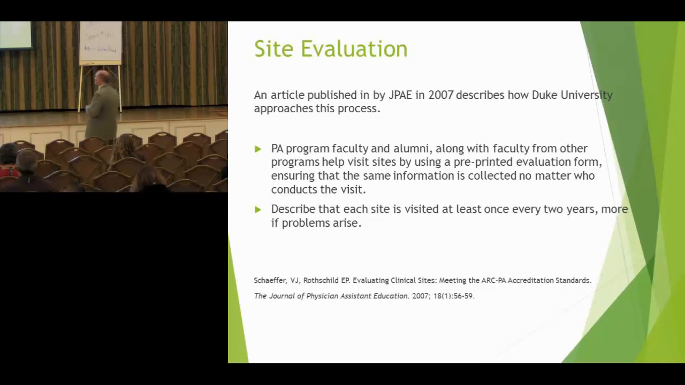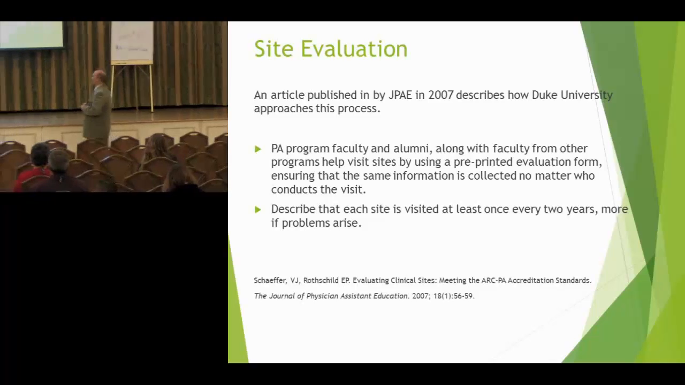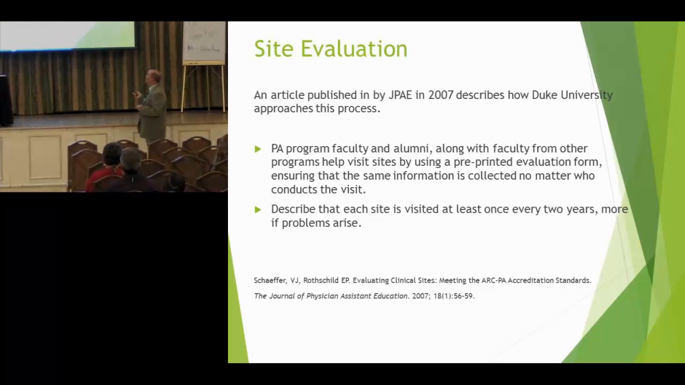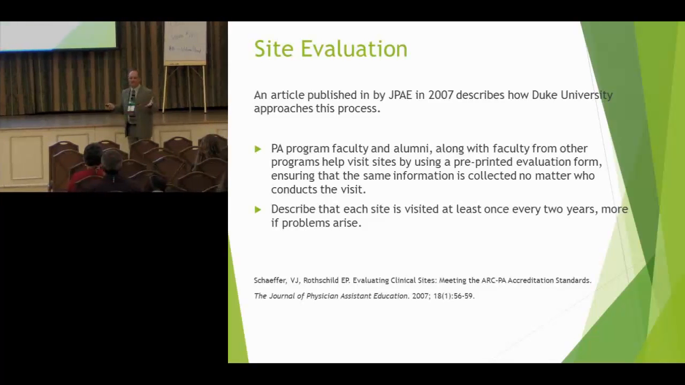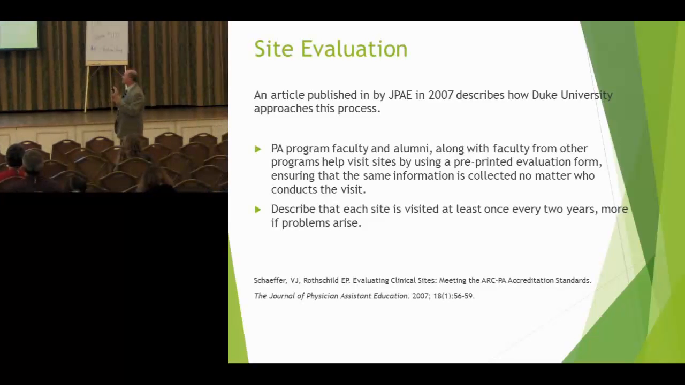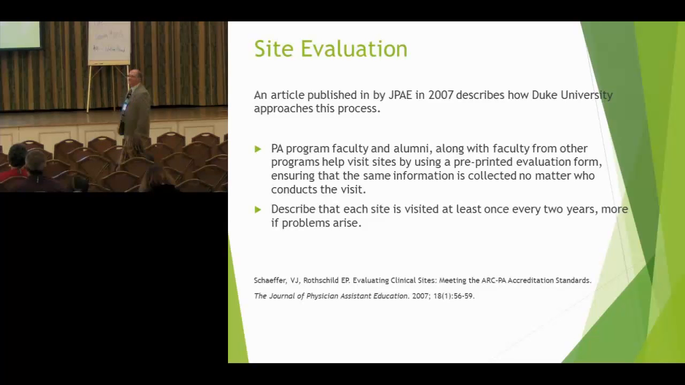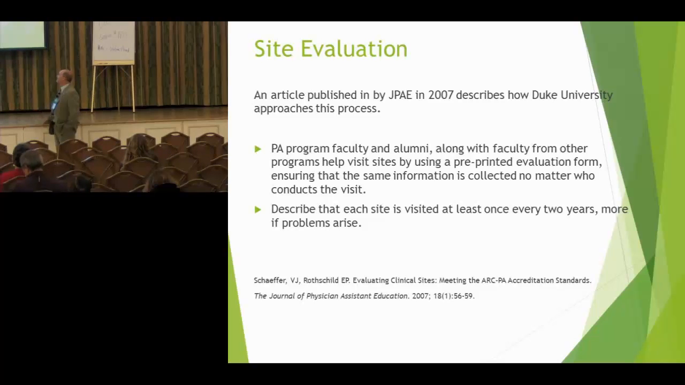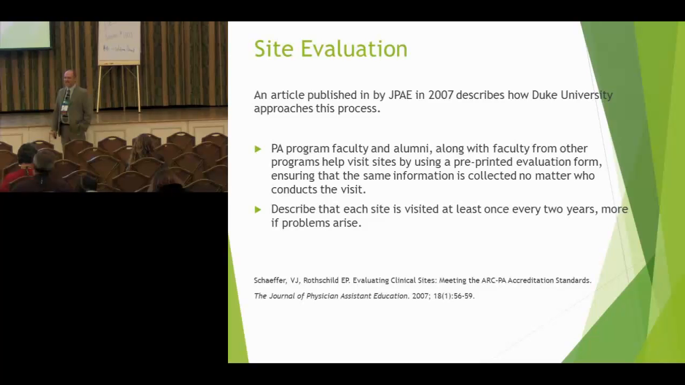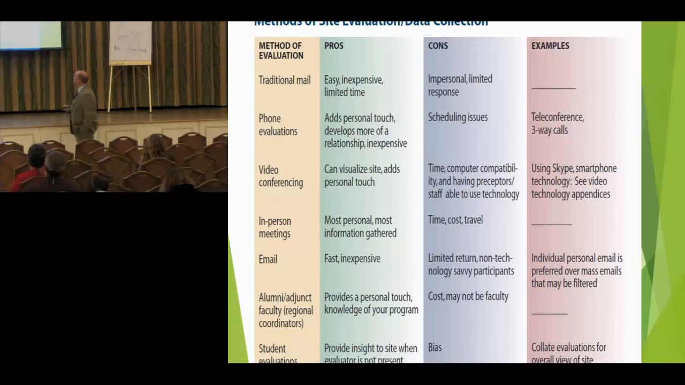In this article, it was basically being very clear about what Duke University's approach to the process is. And so it's not this short, but this is pretty much what they're saying, is that we will visit the site every 2 years or more if a problem arises, and that they have the pre-printed evaluation form, and the same information is collected no matter who the person is, so that's more equitable.